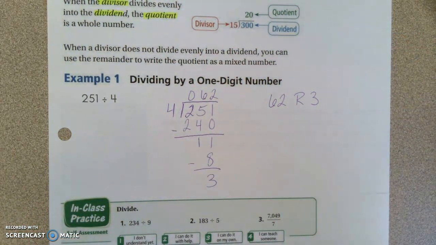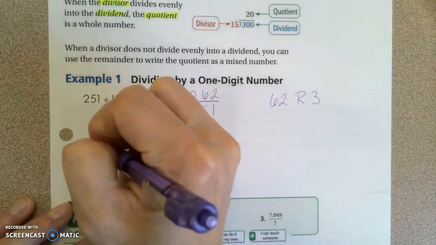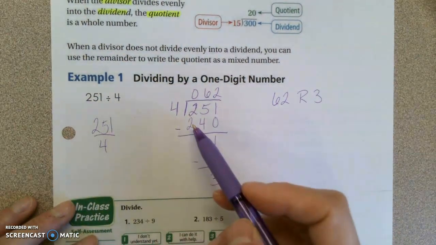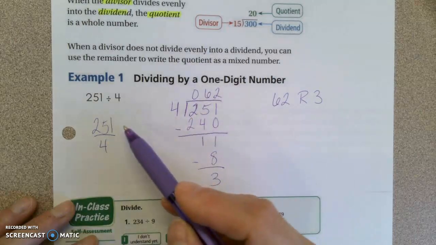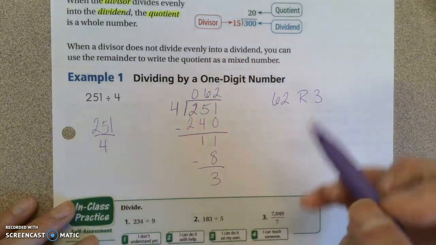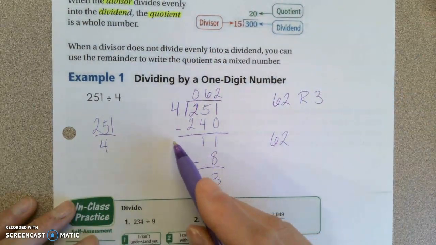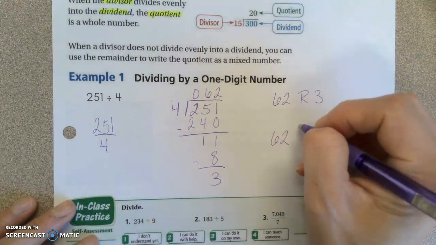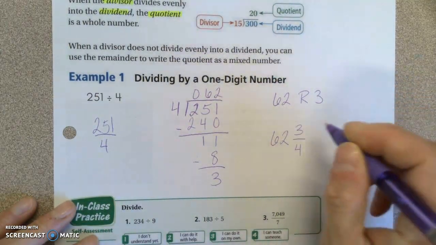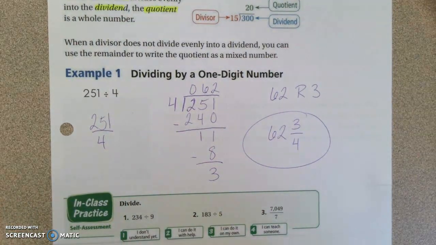Now we're going to write this as a mixed number. So if you recall, when we were working with fractions, we would turn them into mixed numbers by dividing, just like we did here. And we would do that by saying 4 goes into 251, 62 times. How many left over? 3. And we kept that same denominator. 62 3/4. So now, when we divide and we have a remainder, we will be writing those as mixed numbers.